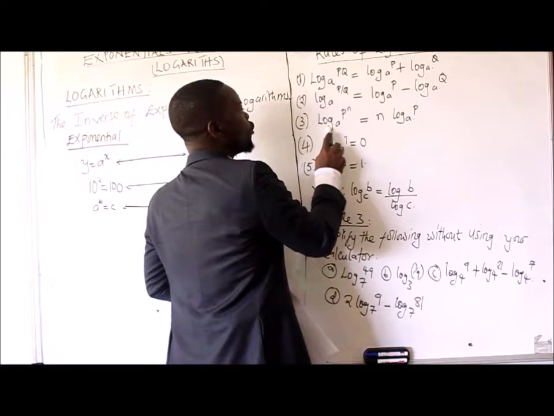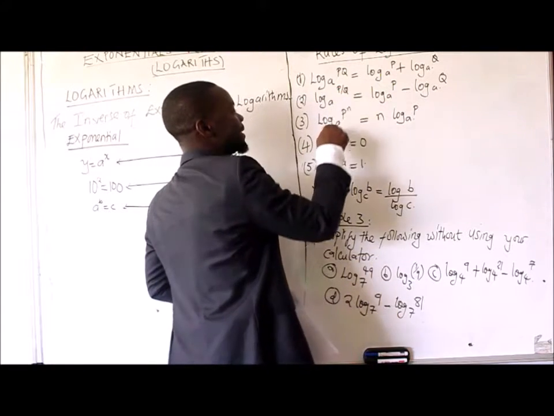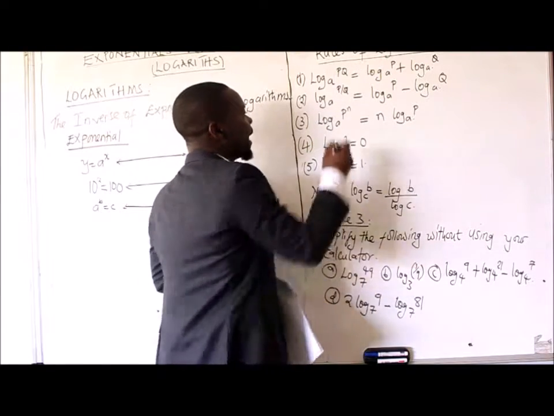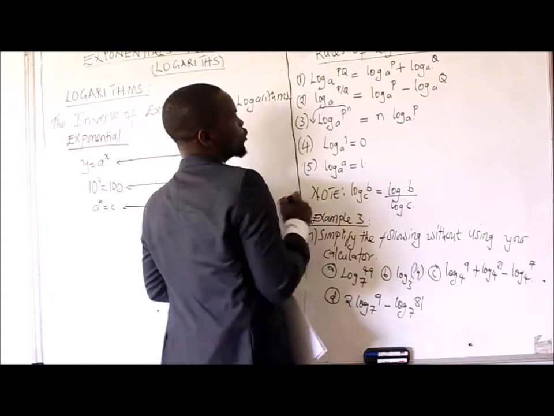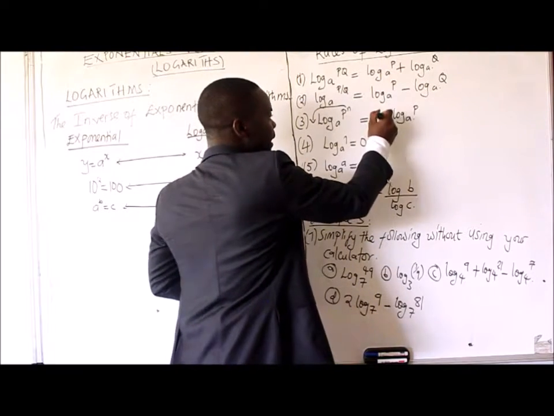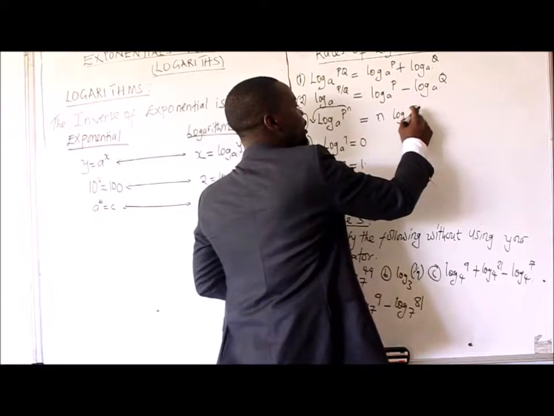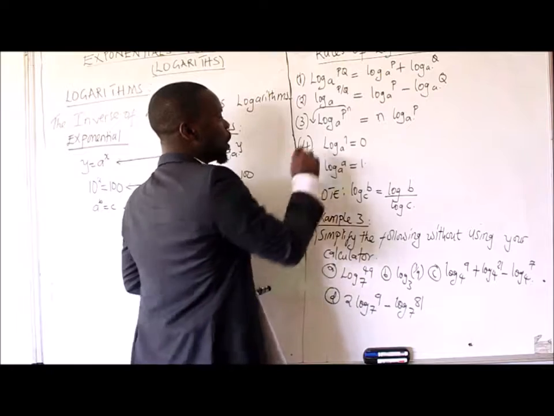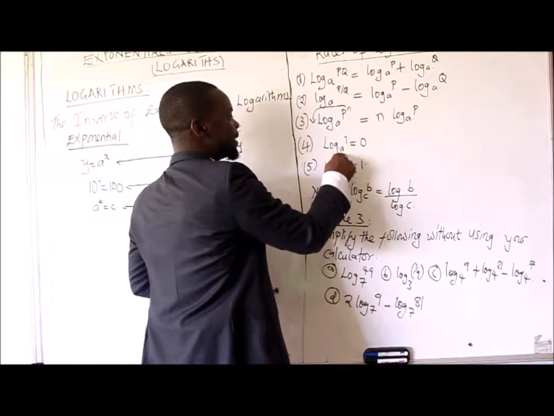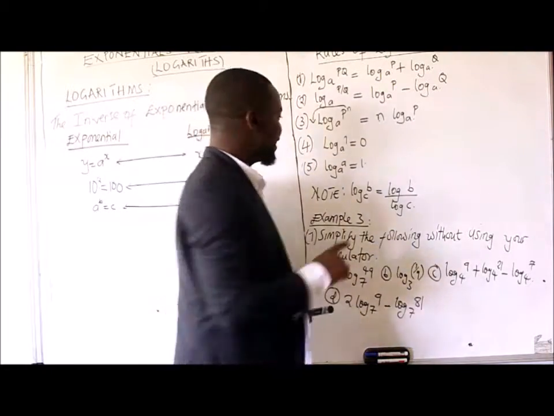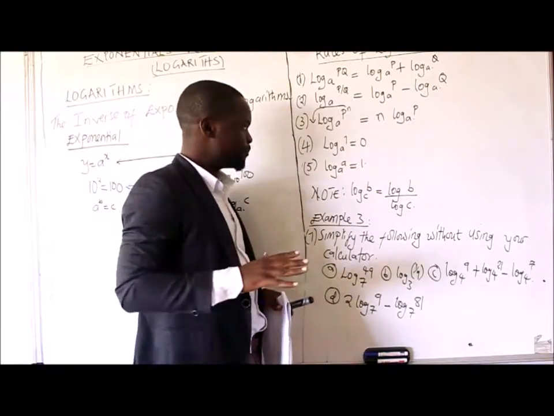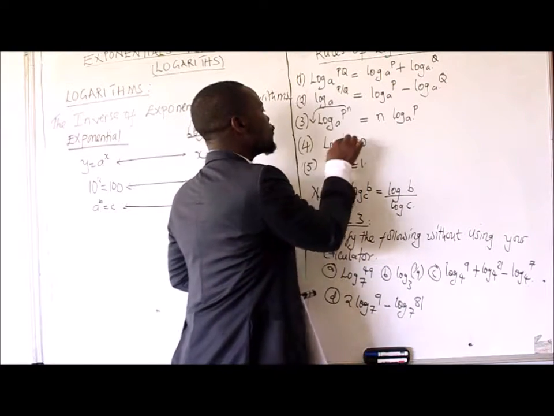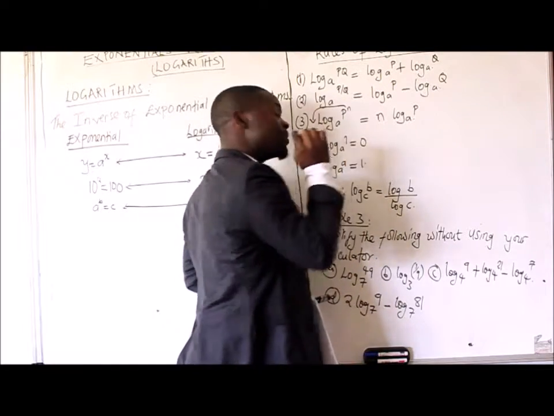Rule 3: we have log of p to the power n base a. This is the same as bringing this n to this side, n times log of p base a. Let's go to rule 4. Rule 4 says log of 1 base a is equal to 0. Note that here, a can be any number, provided the number you are taking the log of is 1. So log of 1 base a is equal to 0.